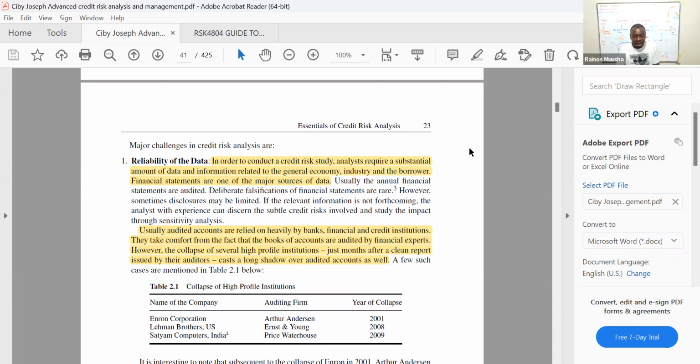So they are acknowledging that when you do a credit risk analysis, you are going to be using financial data. But when you use this data, preferably use audited data, although you always have to keep in the back of your mind that there have historically been cases where even the auditors themselves have been found to be compromised.